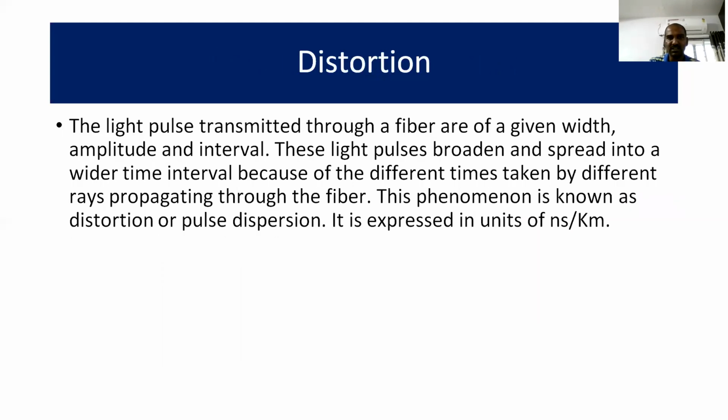Coming to distortion, the light pulses transmitted through a fiber are given width, time, amplitude and interval. These light pulses broaden and spread into a wider time interval because of the different times taken by the different rays propagating through the fiber. This phenomenon is known as distortion or pulse dispersion. It is expressed in terms of nanoseconds per kilometer.